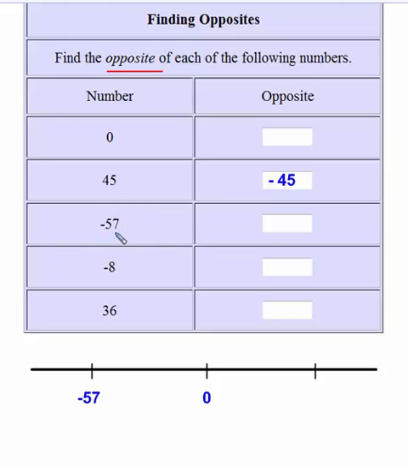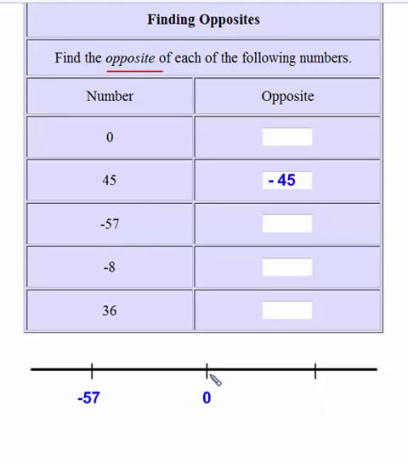The number negative 57, by definition, because it's negative, would be to the left of 0, and because it's 57, it would be 57 units to the left of 0. If you were to draw tick marks every 1 unit, you'd have to put 57 tick marks between 0 and negative 57, representing that it's 57 units from 0. The definition of the opposite of this number would be that it's the same distance but in the opposite direction.